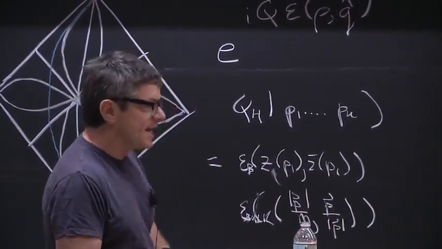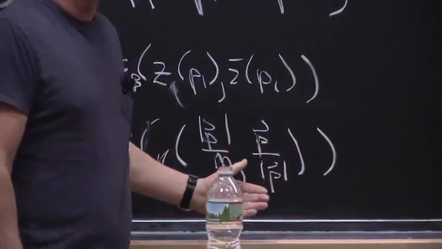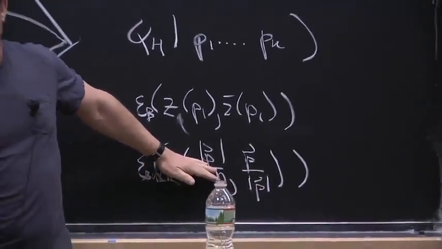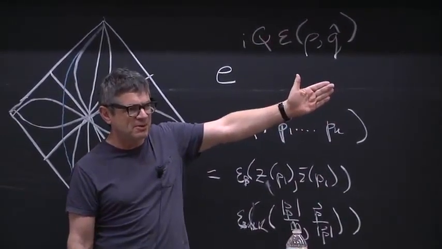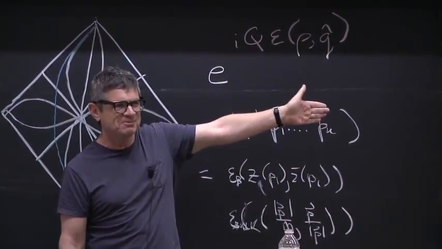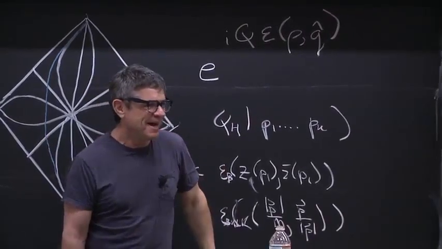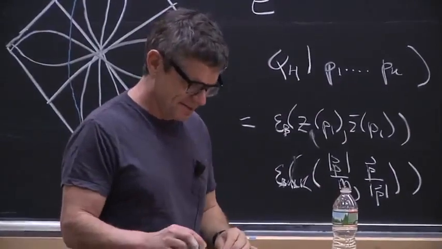And so now it's just a matter of a long calculation to show that the Ward identity you get with this agrees with the Weinberg soft theorem. And of course it does, otherwise I wouldn't be telling you this. And I'm not going to go through that in class.